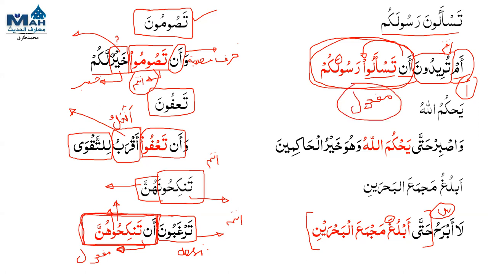Got it? Yes. So when it is in the verb, immediately after the verb, it can be maf'ul or fa'il. We have to observe. But mostly it will be maf'ul. Mostly they are coming in the verb sentence as maf'ul. Now this sentence, an ta'fu akrabu littaqwa, this is totally nouns, like akrabu and khairun. So remember it. Now we'll move to the next.